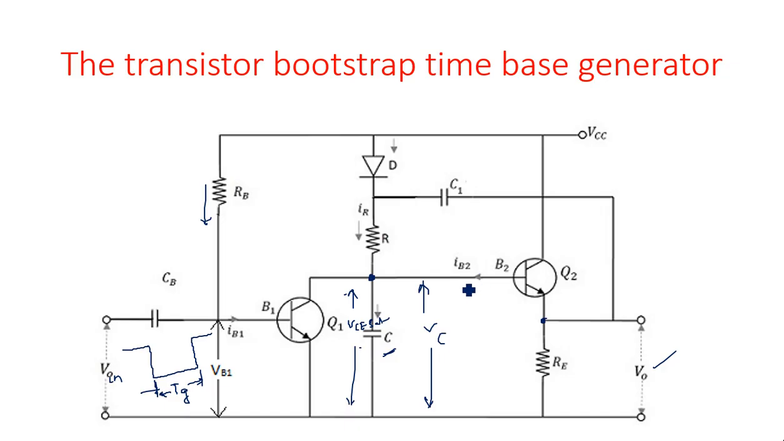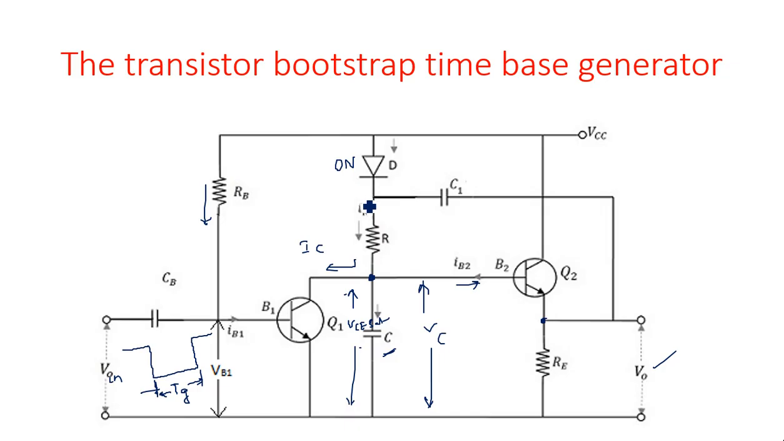Now the current entering the base of Q2 is IB2, which comes from VCC through the diode and then R, and then towards B2 as well as towards IC. The current coming from VCC passes through the diode, which is always in the on state, because the p-type terminal of the diode is connected to the positive supply VCC, and the n-type terminal is connected to the other end.